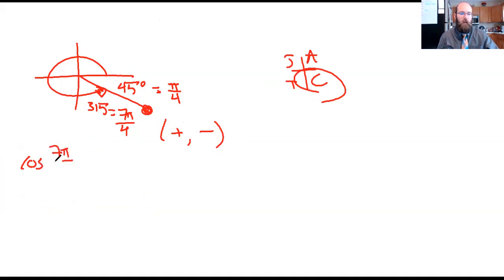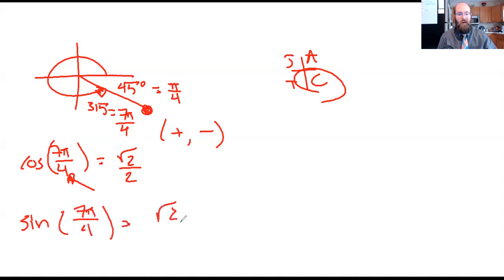Cosine of 7 pi over 4, which, remember, it's a simplified fraction. 7 over 4 is simplified. And a 4 in the denominator means it's a 45-degree reference. My 45-degree angle for cosine is square root of 2 over 2. Sine is going to be similar, except that it has to be negative because I'm in the fourth quadrant, right? So my y value would be negative.